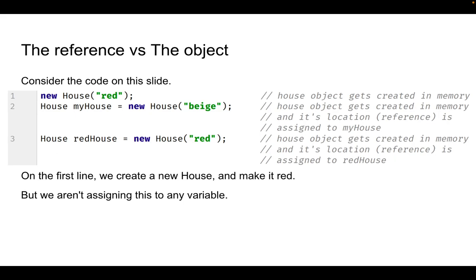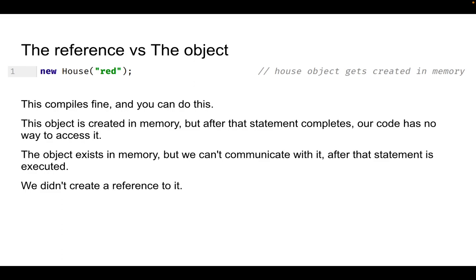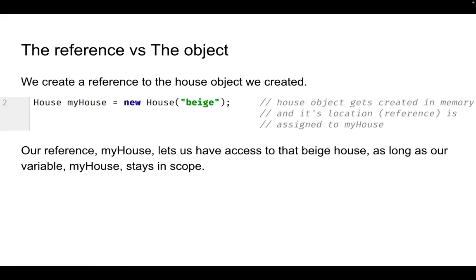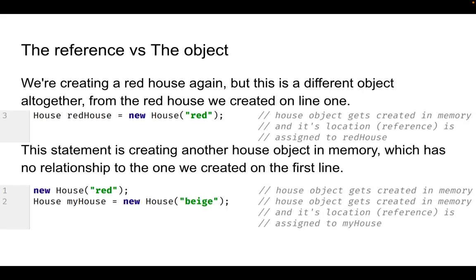Similarly, red house is a reference to the object where the color value is red in this case. If you try to create the first one, the object will be created in memory, but after the statement completes, we don't have any way to access it, so the object will be removed by the garbage collector, since we didn't create a reference to it. Here, since we have created my house as a reference, whenever we want, we can access that memory where the house color is beige with the help of my house.